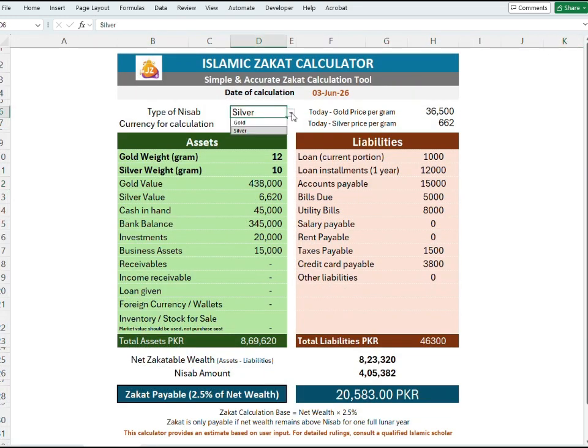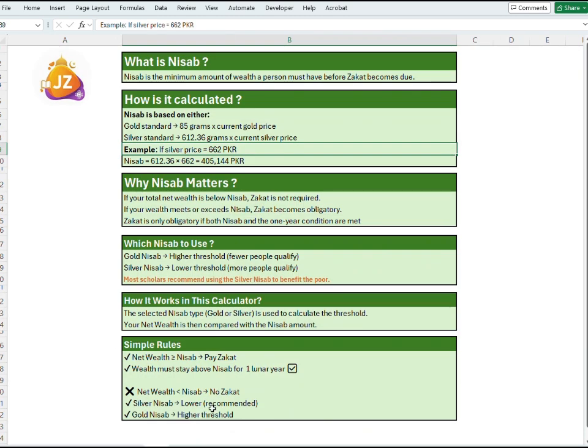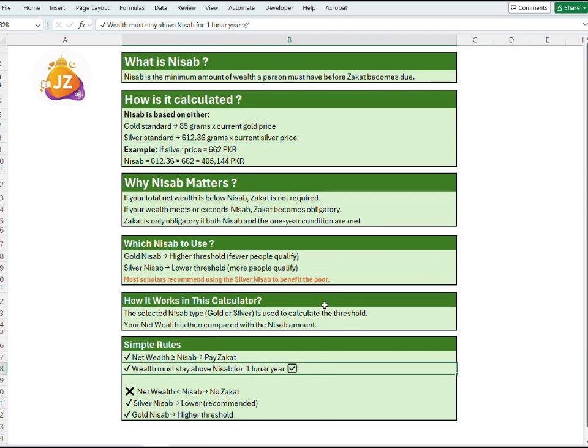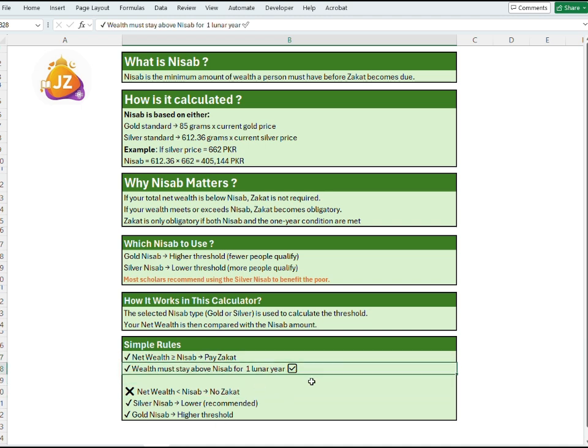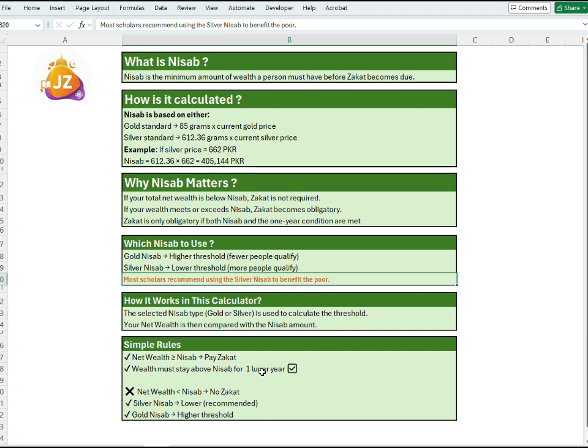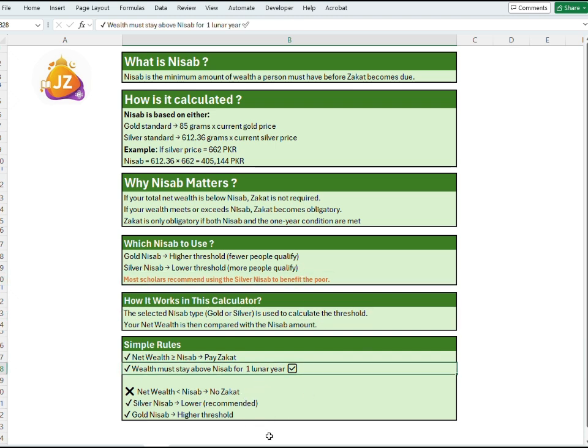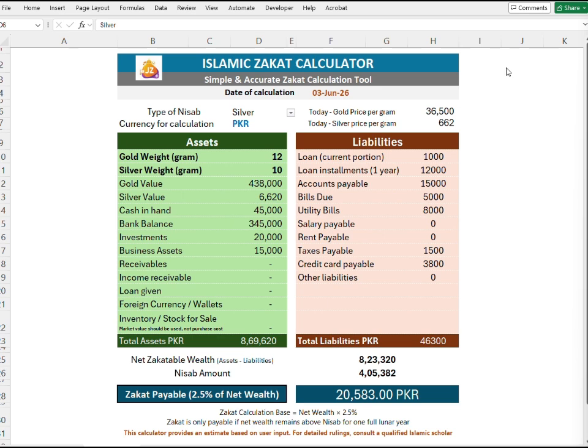Another very important condition for zakat is the 1 lunar year rule. Zakat is only payable if your wealth remains above Nisab for 1 full lunar year, which is approximately 354 days. This means if your wealth reaches Nisab today, you will only pay zakat after 1 lunar year has passed, provided your wealth stays above the Nisab level during that time. If your wealth falls below Nisab during the year, the cycle resets. This condition ensures fairness in zakat calculation. Now let's move to the calculator.